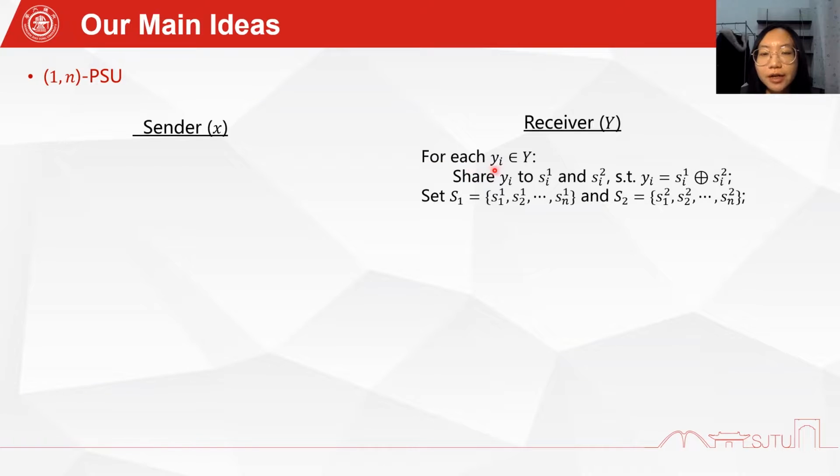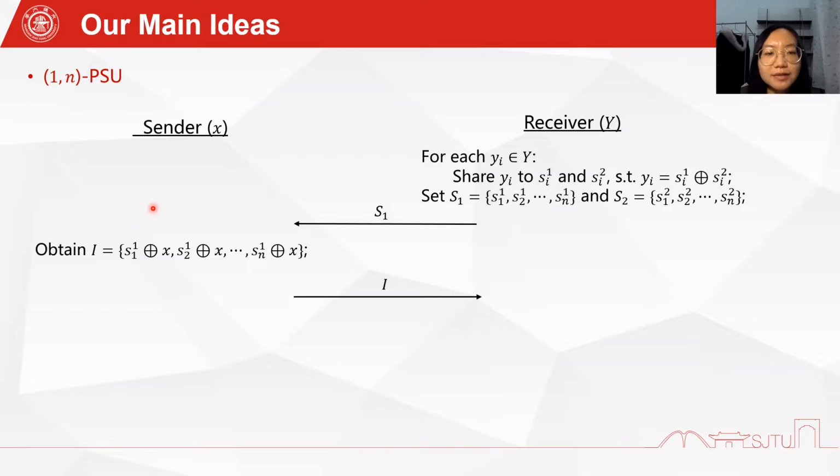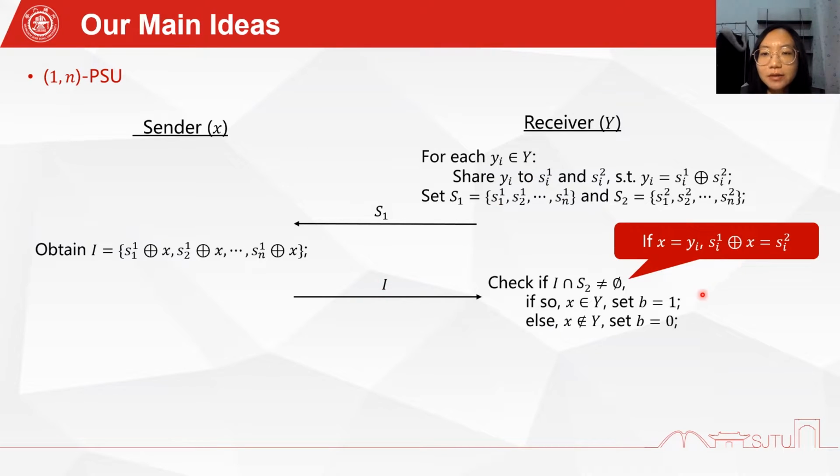The receiver needs to share each yi into 2 shares, Si1 and Si2. Then the receiver sends the set S1, including these shares, to the sender. Then the sender can use X to XOR each share in set S1 to obtain the set I and sends set I to the receiver. We can see that if X is equal to yi, which means that X is in set Y, then Si1 XOR X is equal to Si2. So this intersection isn't empty. So the receiver knows that X is in set Y. Otherwise, the receiver knows that X isn't in set Y.